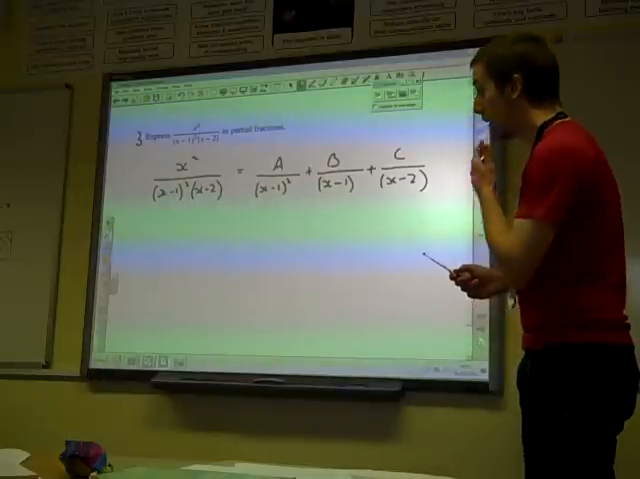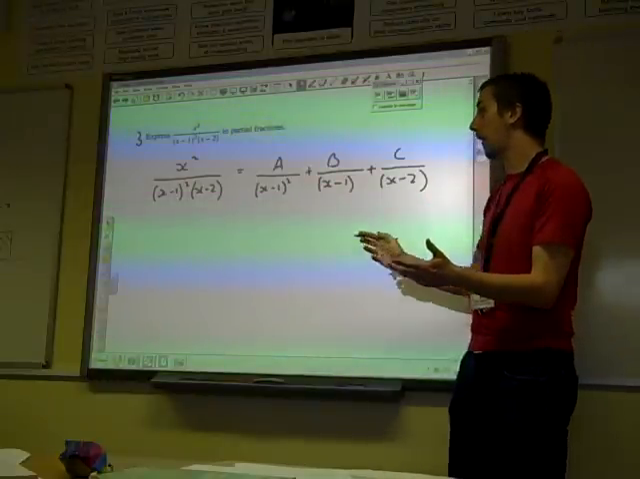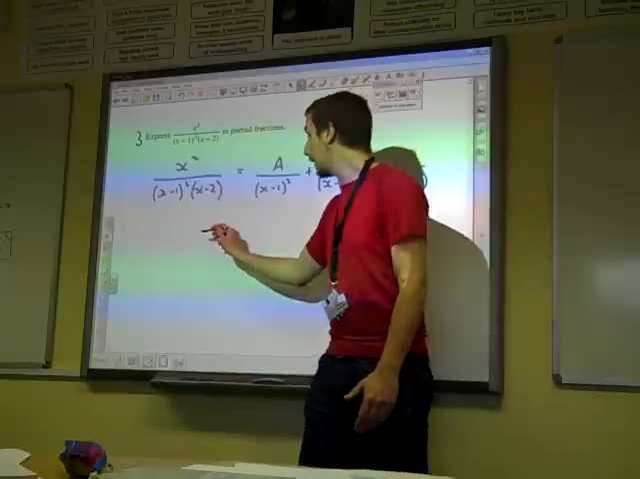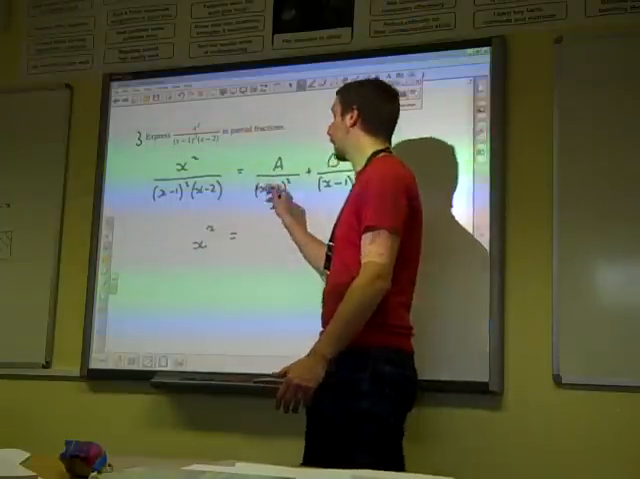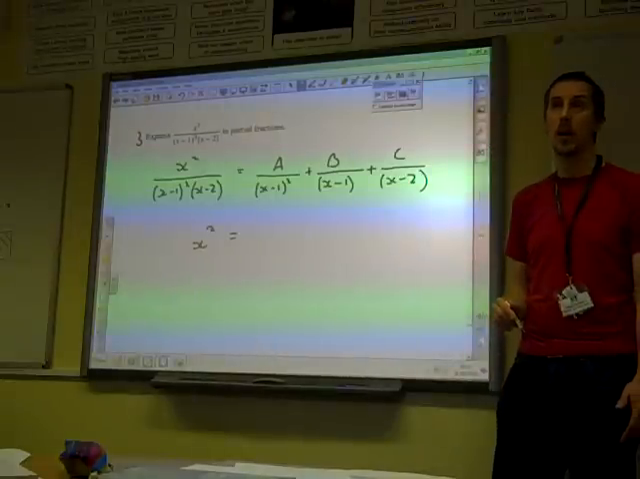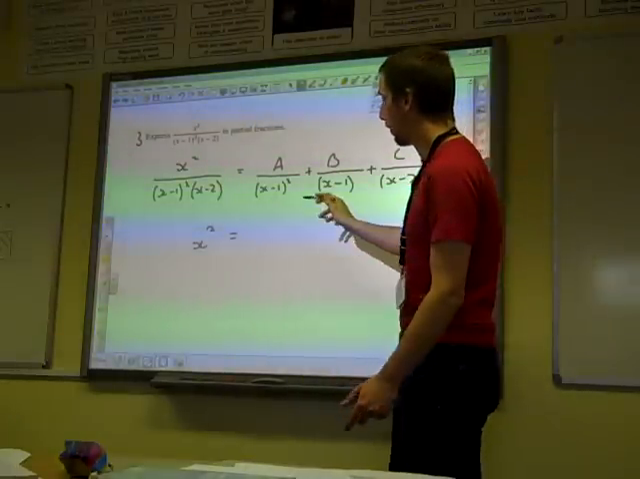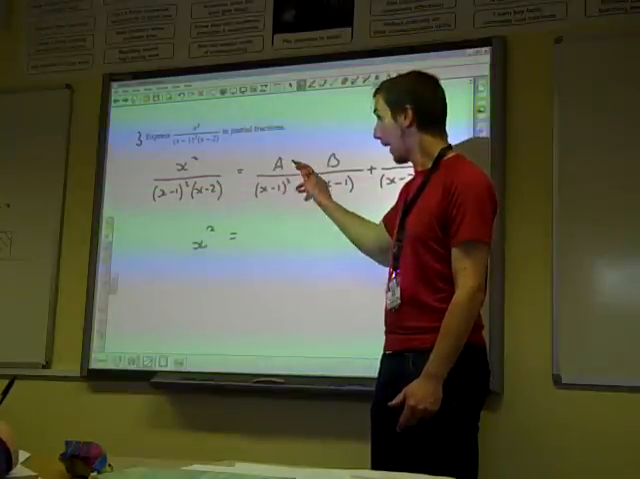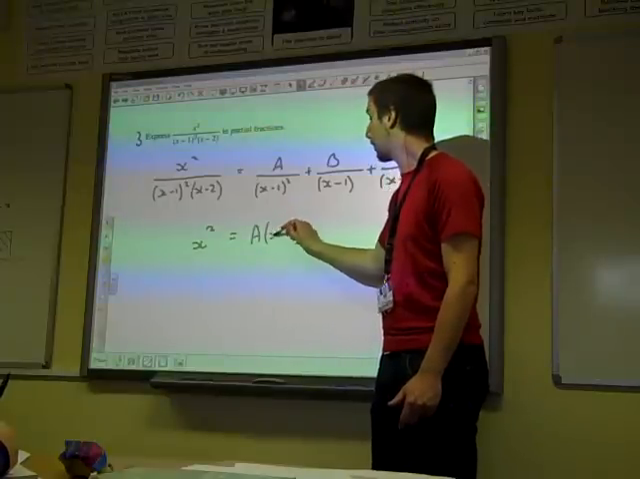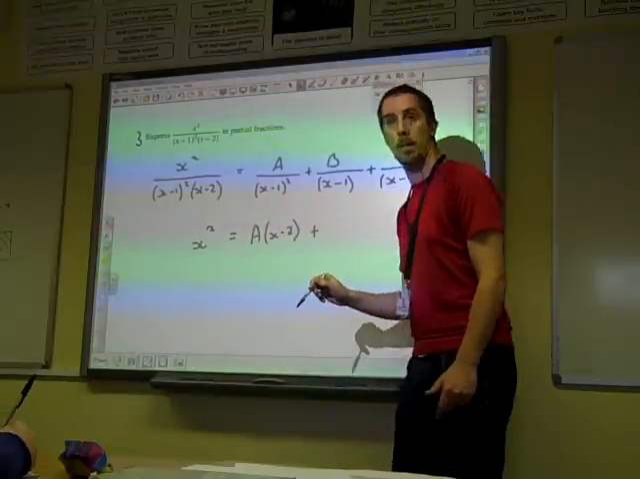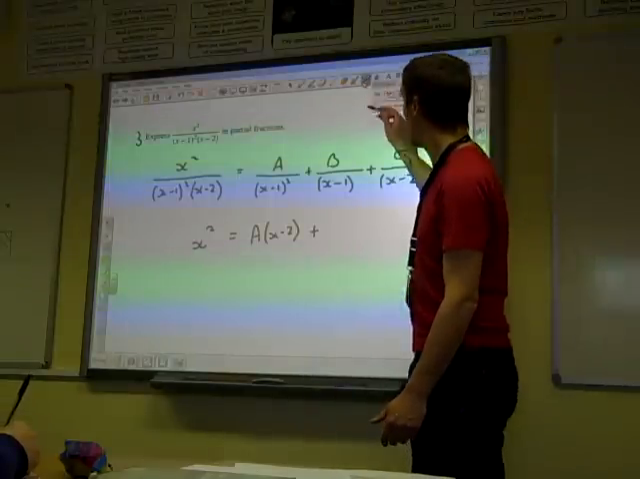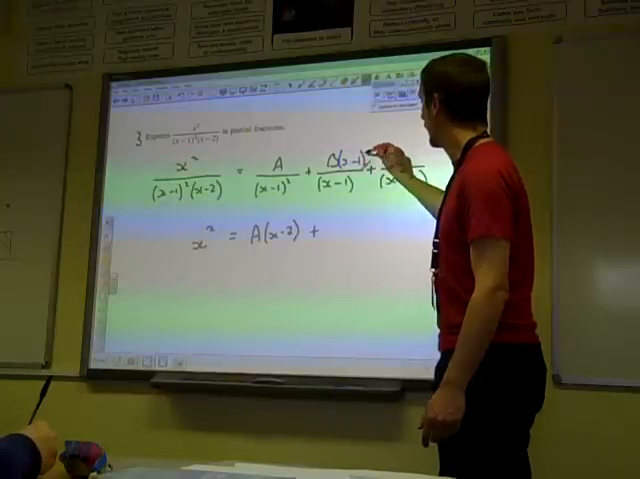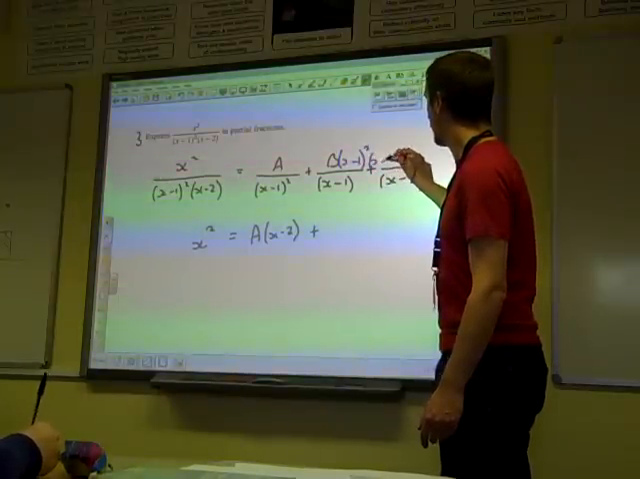The next stage, which you maybe don't need to write out in complete detail, is you multiply both sides by the bottom line. If you did that, you'd be left with an x squared on the left. And if we multiplied by x minus 1 squared, x minus 2, the x minus 1 squares would cancel out, and we'd be left with a times x minus 2.